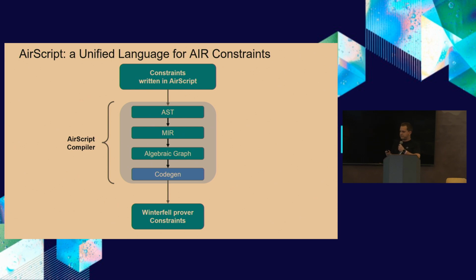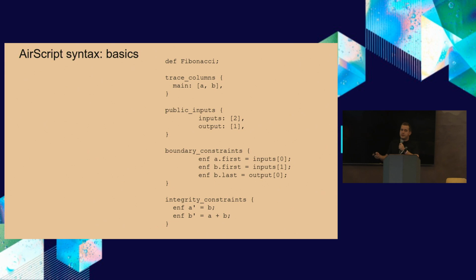So that's one thing. Now, here is what AirScript looks like. For those who are familiar with STARKs, here's what it looks like. This is a little module called Fibonacci. We define the internal states that we're tracking. We define how many inputs and outputs we have.